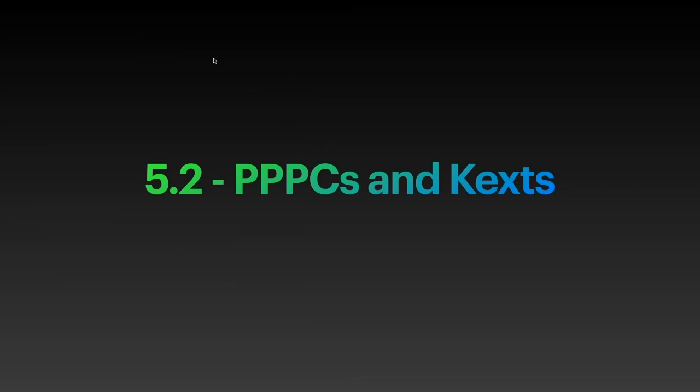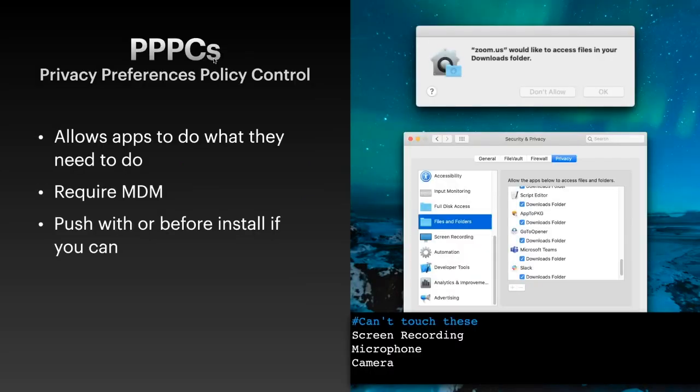So I mentioned this a couple times, but you should take a look at it. PPPCs and kernel extensions and kernel extension whitelisting. Now, these are really important just as far as reducing user friction when you're installing new software on their Macs. PPPCs: privacy preferences policy control.